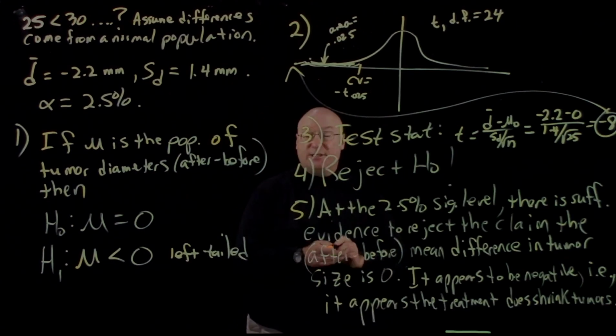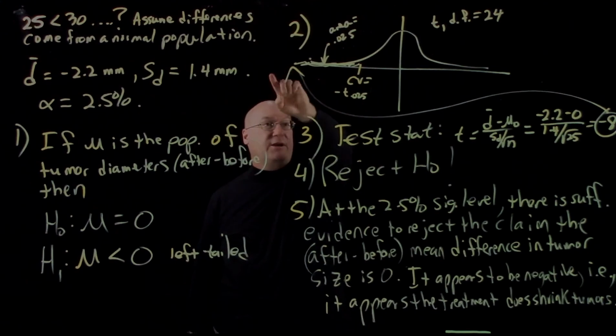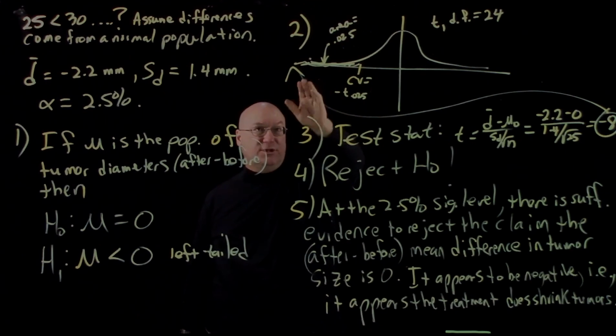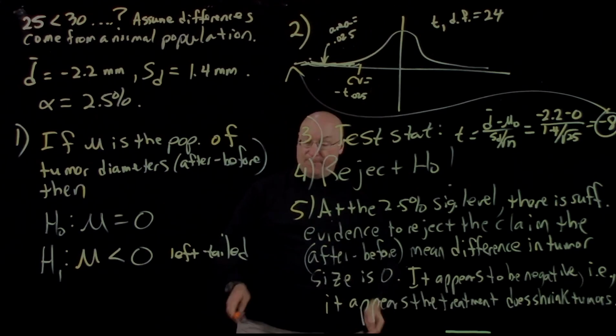It's actually statistically significant at even much lower levels because negative 8, way out here, you could slide that critical value out quite a bit and have a much smaller alpha, and the test statistic would still be in the rejection region. Let's stop.